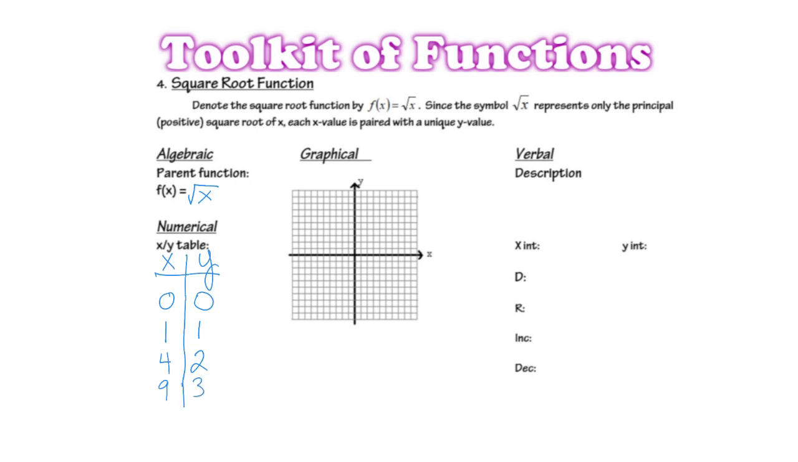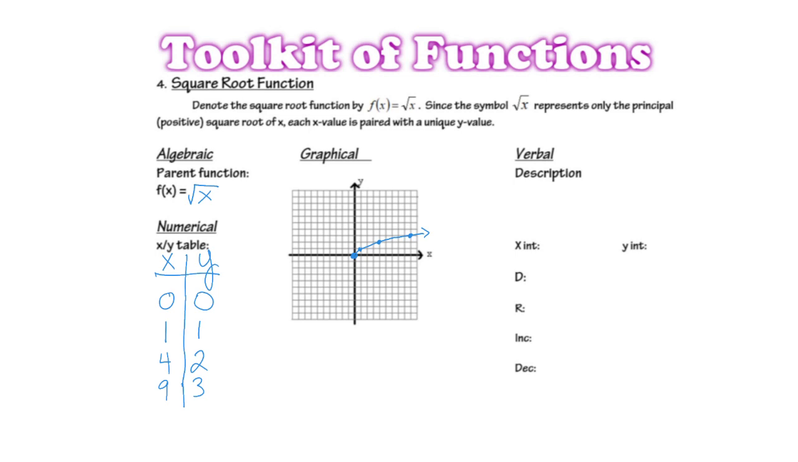All right, let's go plot these so we can look at this graphically. Here's 0, 0, 1, 1. This teeny tiny graph, sorry. 4, 2, and 9, 3. And so it goes and swoops up like this.